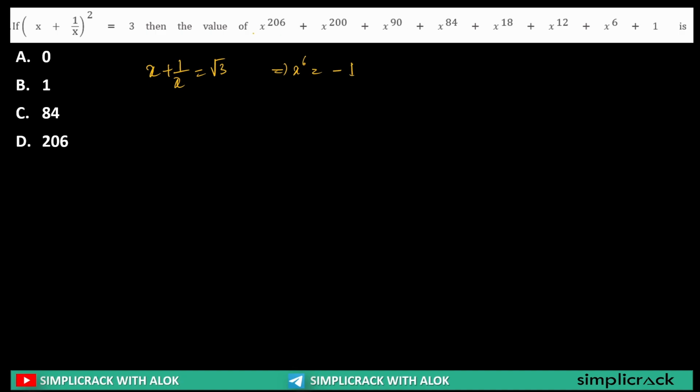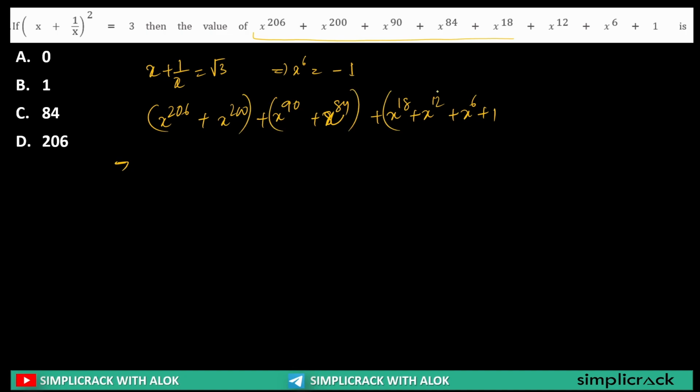Okay, so if I have to take this question out, what I will do, I will simply write x to the power 206, x to the power 200, x to the power 90, x to the power 84 plus x to the power 18, x to the power 12 plus x to the power 6 plus 1, right? I can write it this way. Yes sir, you can write it this way. Now I will pair it. Why am I pairing it? Because I am taking something out. I will get x to the power 6 plus 1 in common.